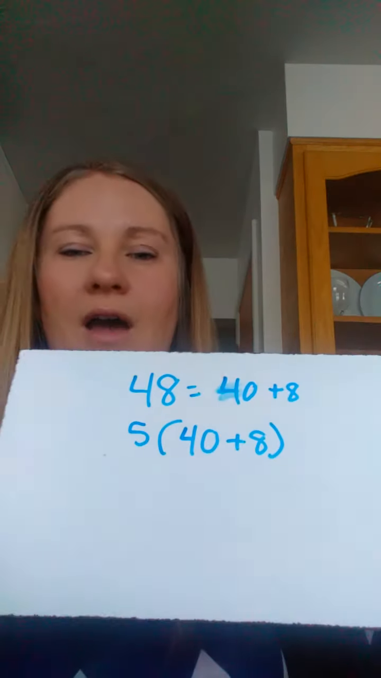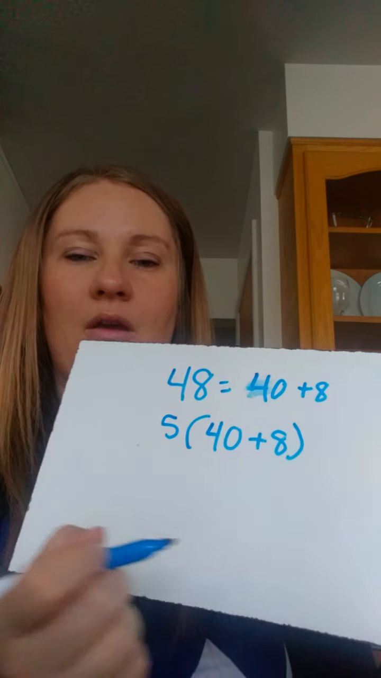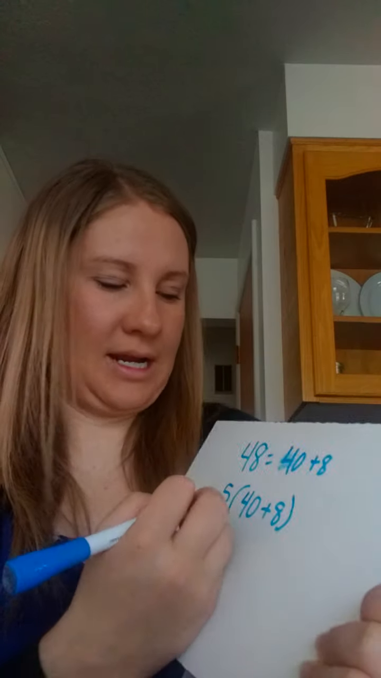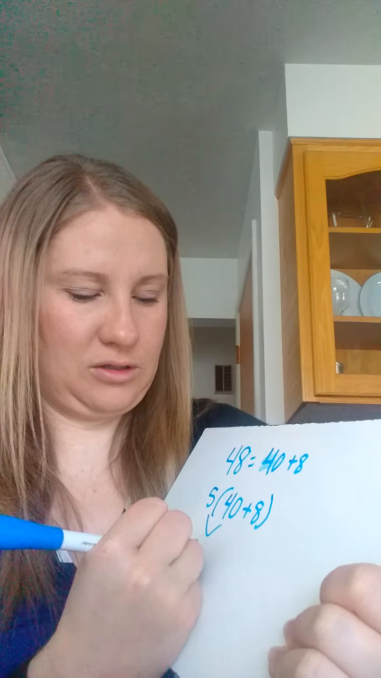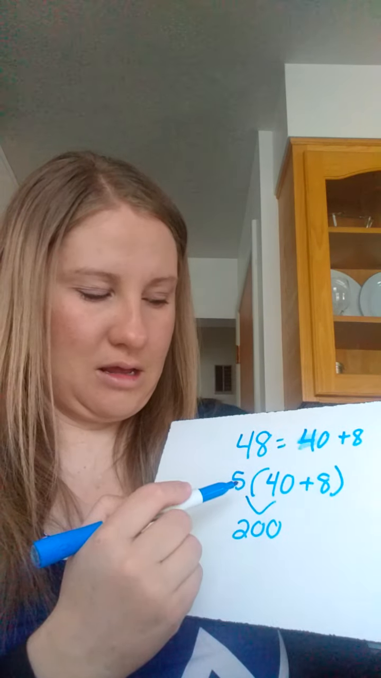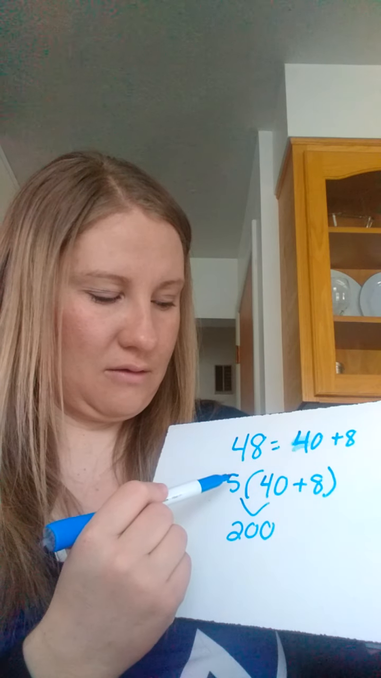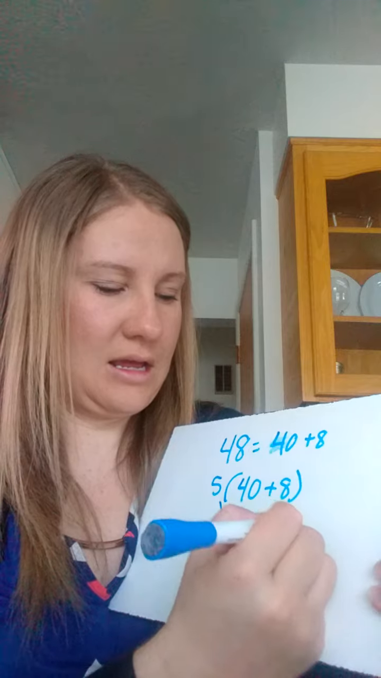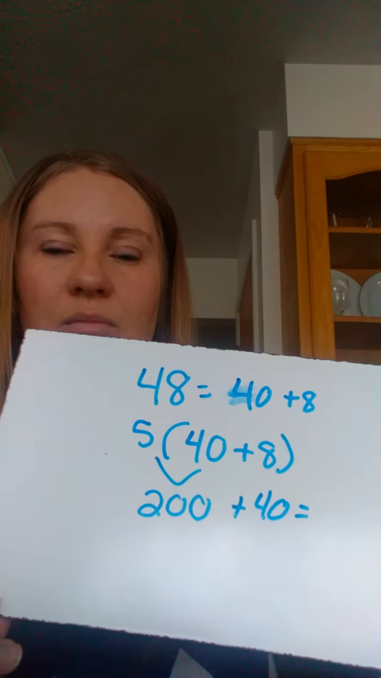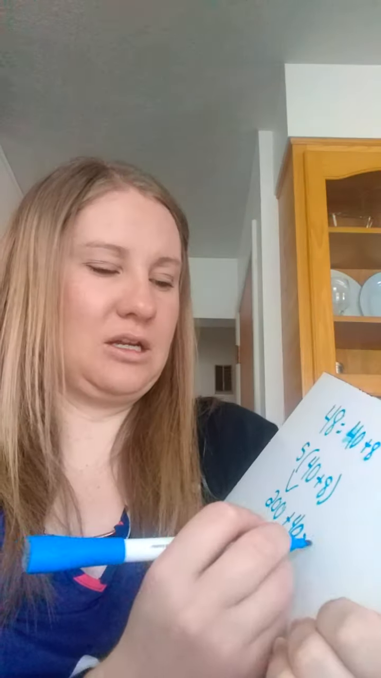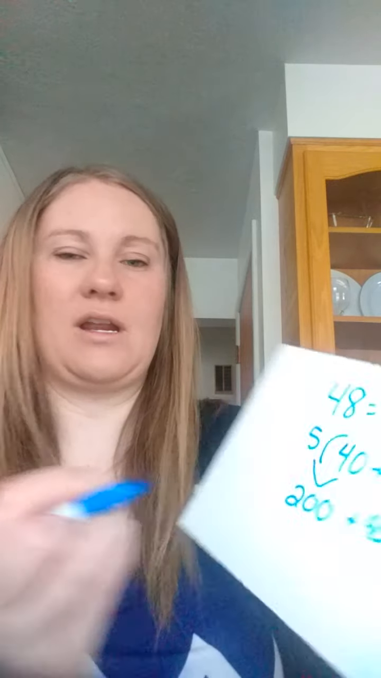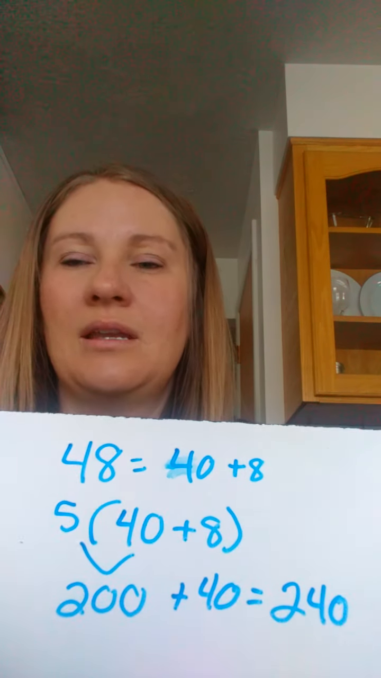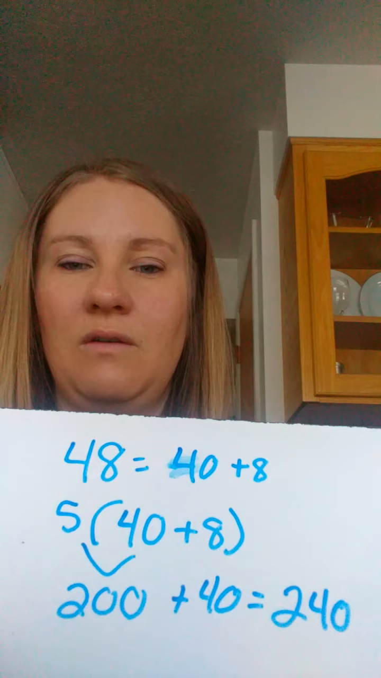we can go 5 times 40, which we know that 5 times 4 is 20. So we know that this equals 200. And 5 times 8 is 40. So if we add 200 plus 40, we get 240 as our answer.